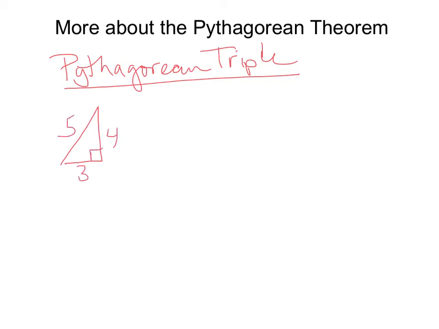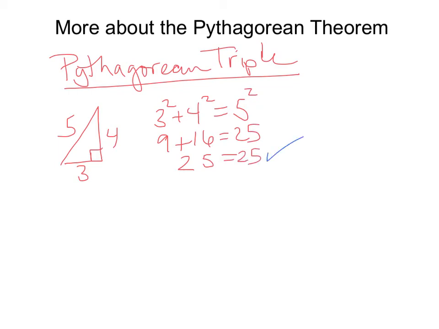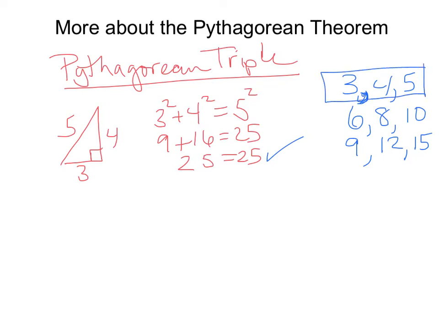So 3, 4, 5 are the sides of a right triangle because 3 squared plus 4 squared does in fact equal 5 squared, right? 9 plus 16 is 25, which works. The thing about Pythagorean triples is they have families. Since 3, 4, 5 is a Pythagorean triple, so are, if you multiply everything by 2, 6, 8, 10, or say 9, 12, 15. Anything that can be simplified down to 3, 4, 5 is a Pythagorean triple.